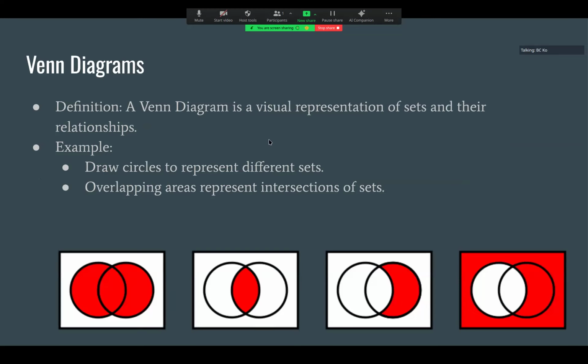Venn diagrams. Venn diagrams are a visual way to represent sets and their relationships. Each set is represented by a circle, and the overlap between circles shows the intersection of sets. So, for example, if we have two sets A and B, the area where the two circles overlap represents the elements that are in both set A and B.